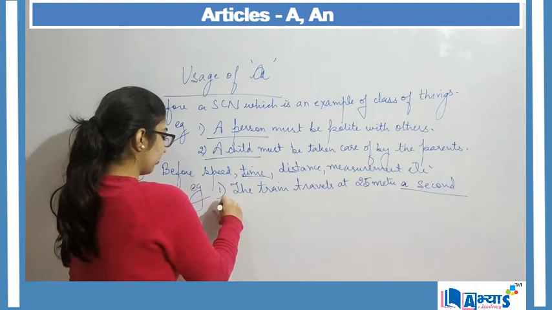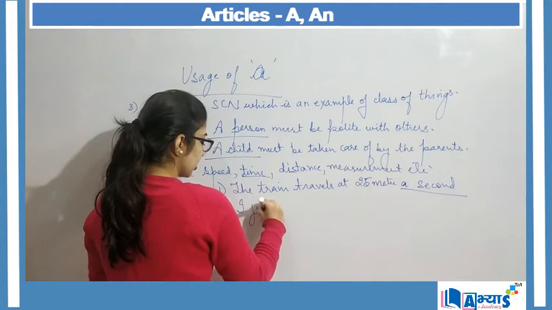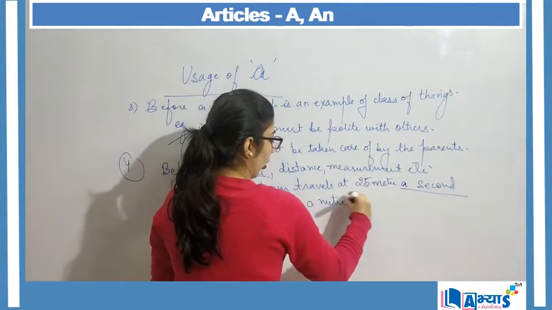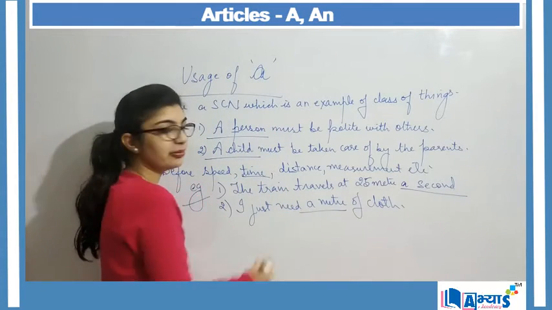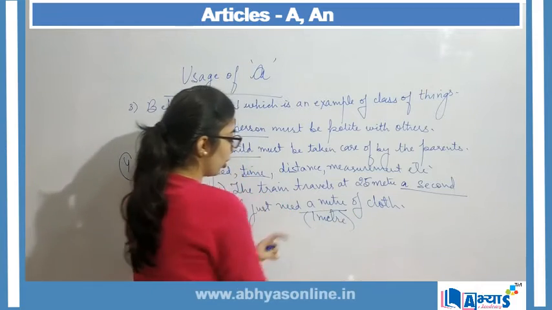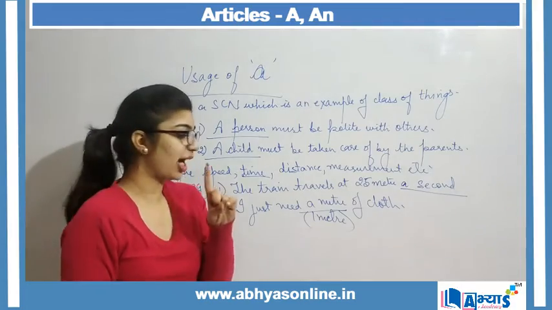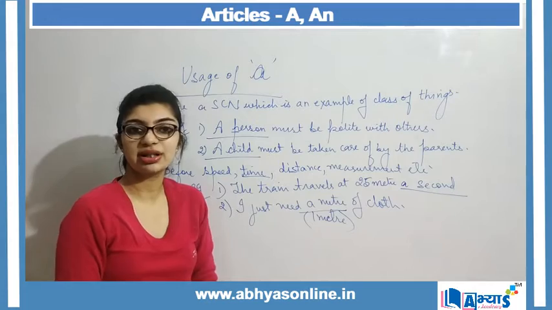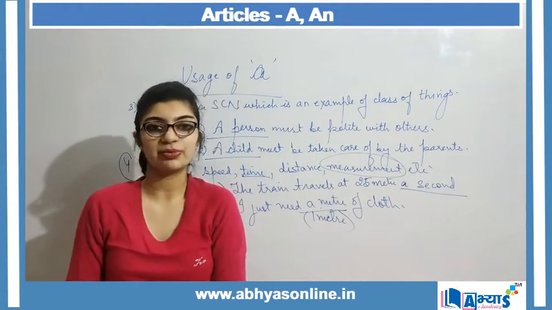Another example can be: I just need a meter of cloth. Here a meter means 1 meter of cloth. So a meter or 1 meter both mean the same, that only one unit I am talking about. A meter also means a single unit, 1 meter also means a single unit. But here again meter is referring to measurement, right?